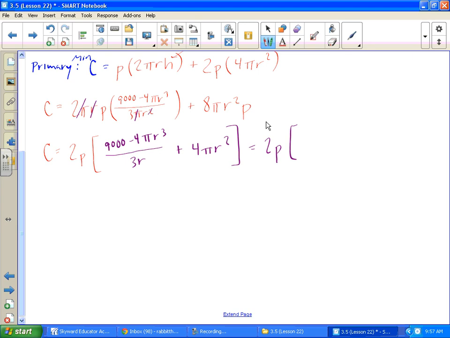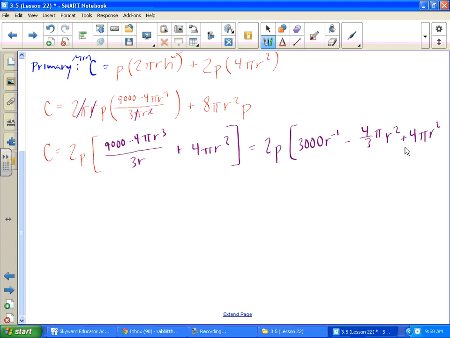What's 9,000 over 3? 3,000, and then it's going to be r to the what power? Negative first, because our r is in the denominator. Then I have minus, and my number here is 4/3 pi. The pi is in the numerator, so if you want to put the pi up there, you can. And then I have r to what power? Squared, right? Because I have r cubed over r. And then back here I have plus 4 pi r squared.